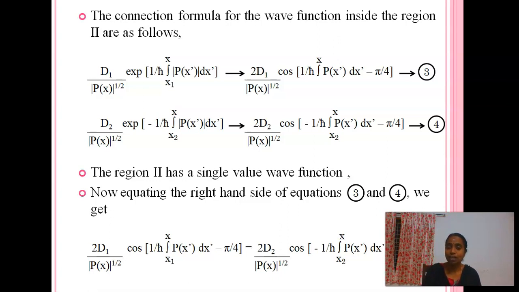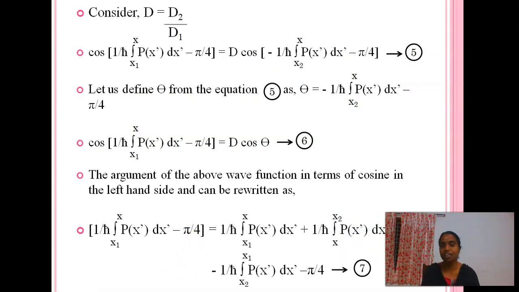Equation 1, with d1, is transformed to equation 2: d1 divided by p of x to the half, times a cosine, because we have a cosine component in this region, and in region 3 also we have the cosine component. Region 2 has a single-valued wave function. Equating equations 3 and 4 and deleting all the equal components, we get the final equation. In that equation we use d equal to d2 by d1, and derive equation 5 for the limit from x2 to x, where we can derive the equation for region 2.